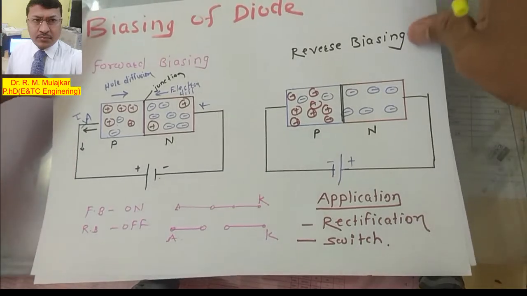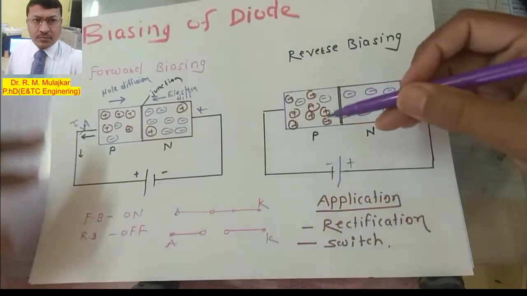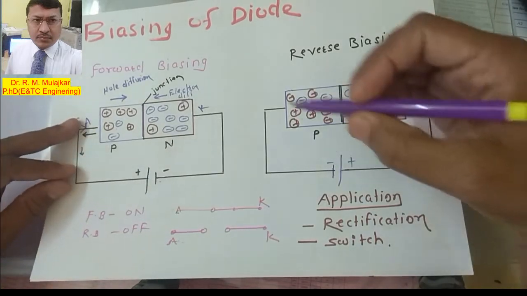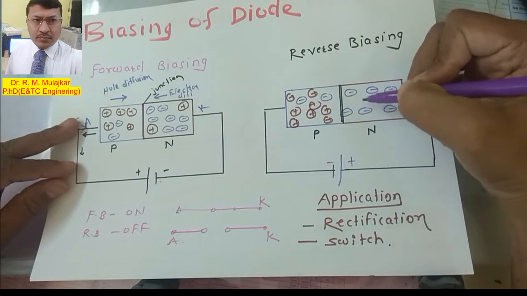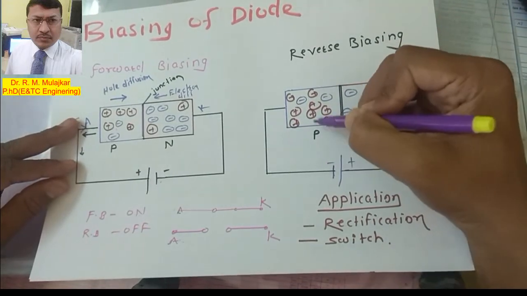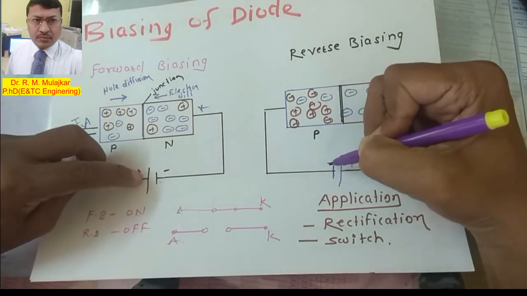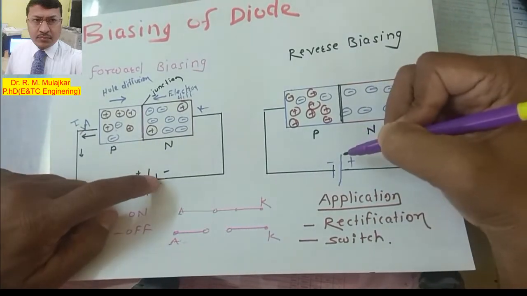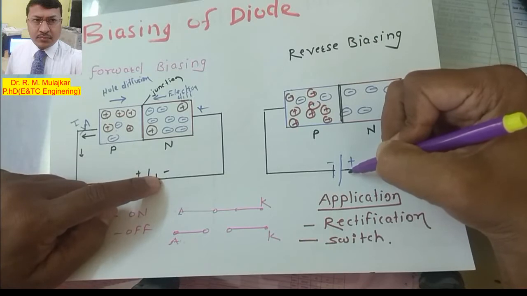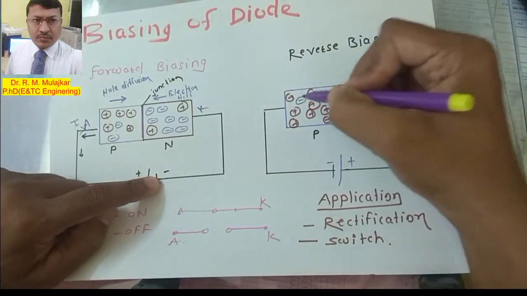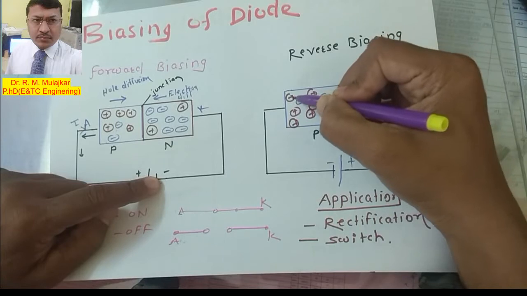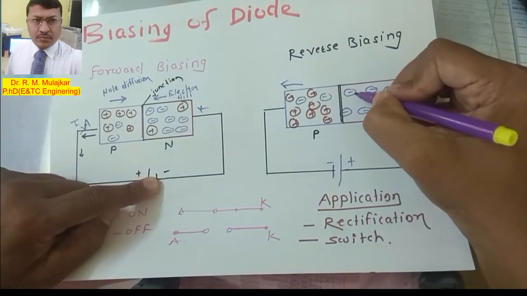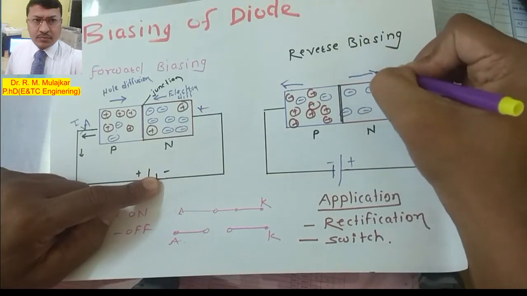Now let us see the working of this diode in reverse bias. In reverse bias, we have reversed the polarity of the battery. This is the p-type and this is the n-type. The p-type is connected to the negative in place of positive, and the n-type, in place of negative, is connected to the positive terminal of the battery. As we know, the majority carriers here are holes, so holes are attracted toward the negative and diffuse like this, and the electrons diffuse like this.